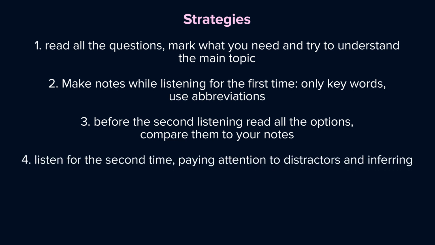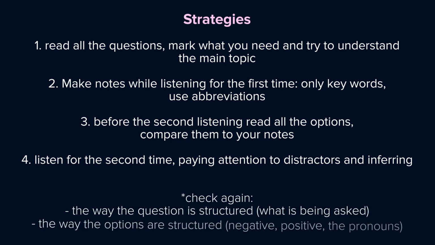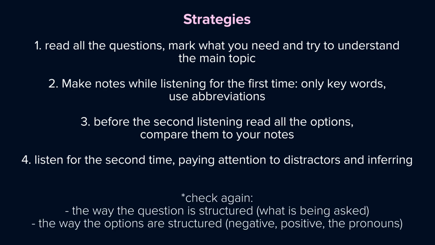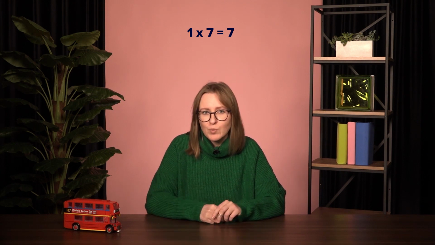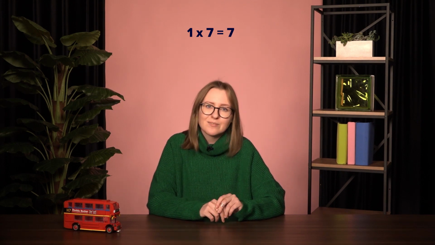Number 4. Listen for the second time, paying attention to distractors and inferring. And check again the way the question is structured, what is being actually asked, the way the options are structured, if they are negative or positive, what the pronouns refer to. For each correct answer, you get 1 point. You have 7 tasks based on the same audio, so that'll be 7 points for 7 correct answers.